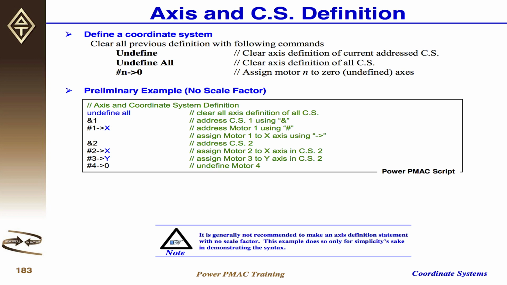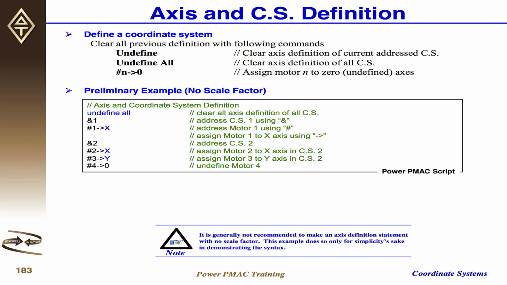We begin with issuing an undefine all to make sure that we're not modifying anything. We're starting from scratch. Then we have &1, coordinate system 1 is the coordinate system we want to address. Then #1->X. So if we move the x-axis, that's going to move motor 1 and nothing else.